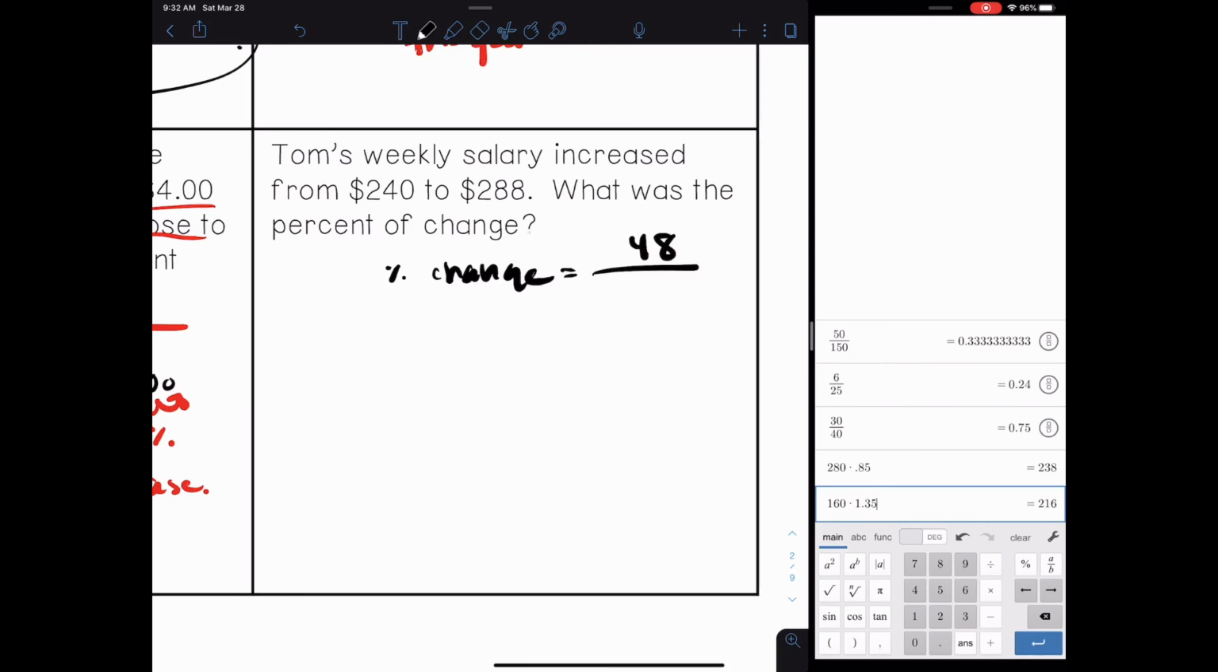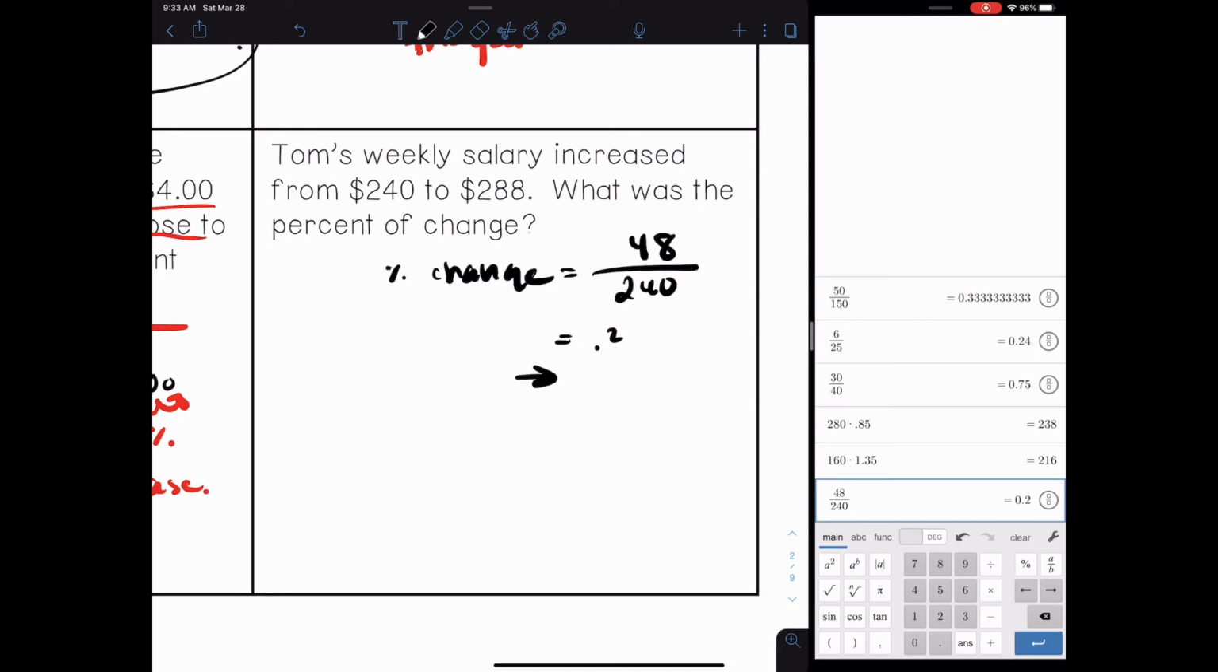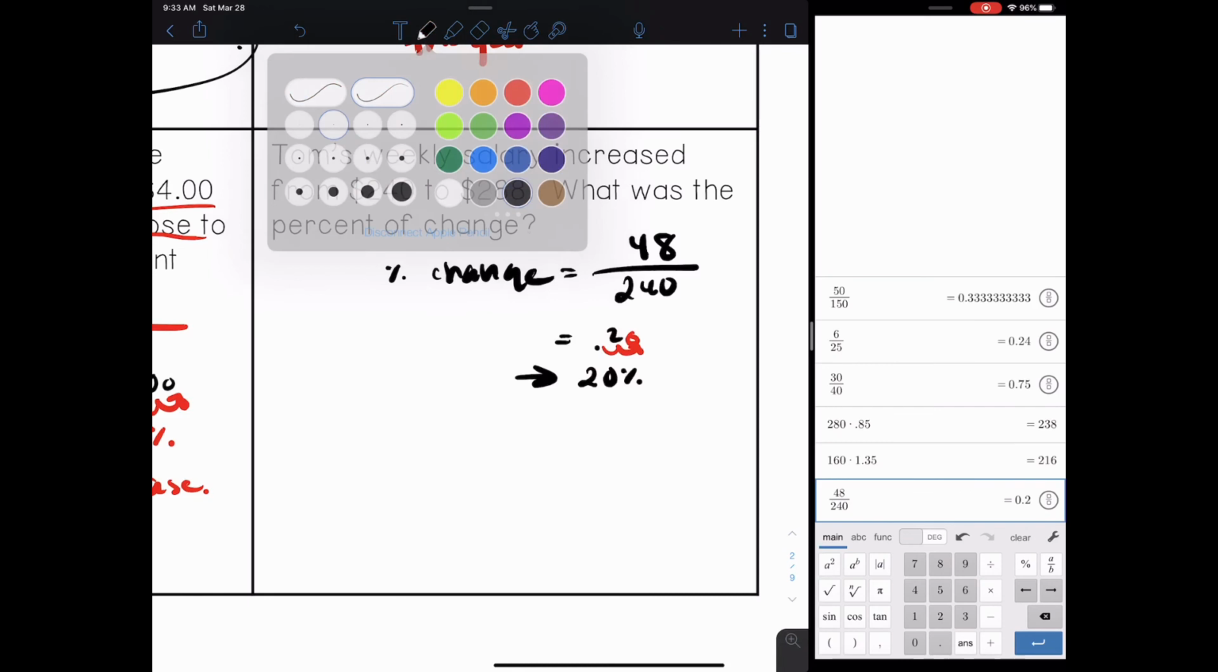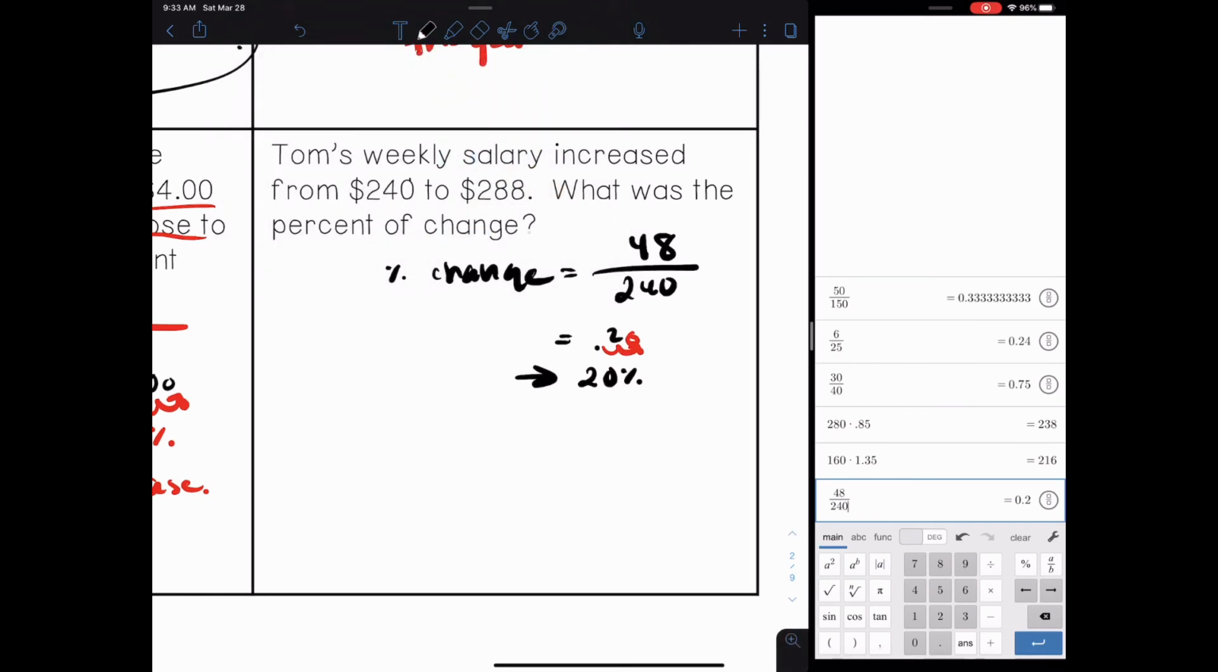And then what was the original amount? 240. Divide that. 48 divided by 240 is 0.2. Write that as a percentage. It's going to be 20%. Because this right here is 0.20. So 20% increase or decrease? What do we think? Well, he had 240 before. Now he has 288. So it's an increase, right?